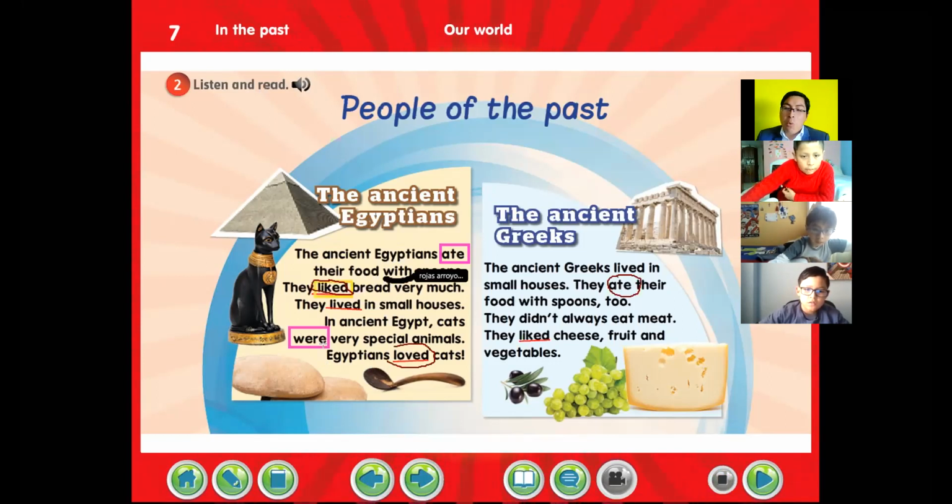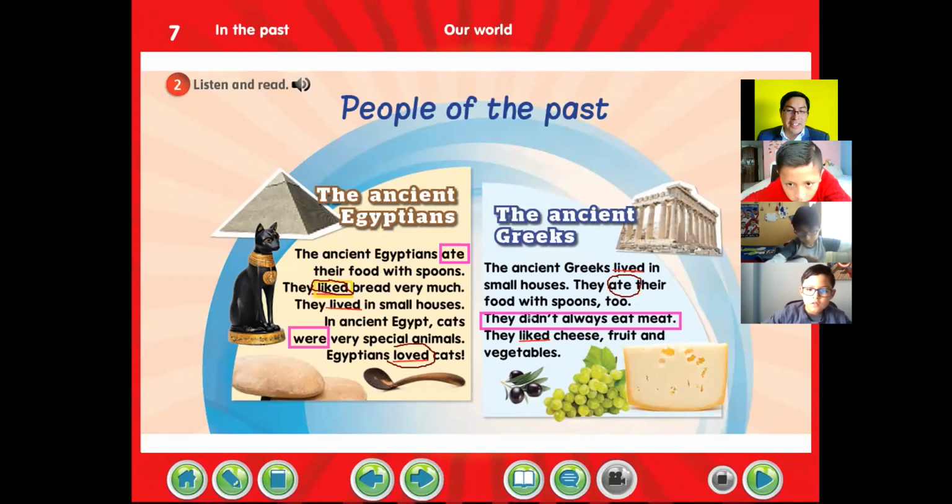Also, this, where. Okay, where were you? Do you remember? Good. Also, this is in past tense. Pay attention. Didn't eat meat. This is the negative form. They didn't eat meat. Okay, this is the negative form in simple past. Good. Thank you, my friends. Thank you for your help.